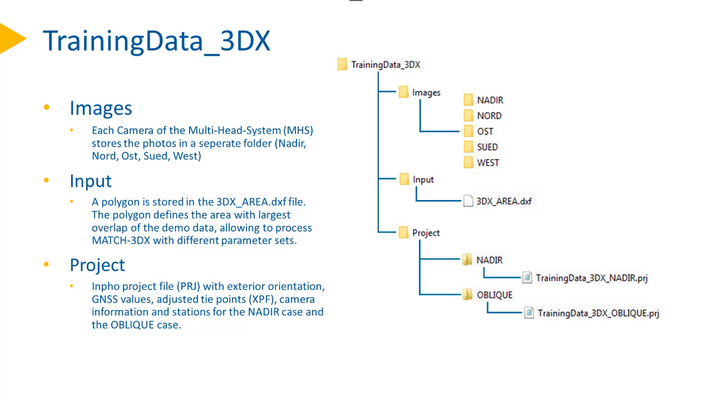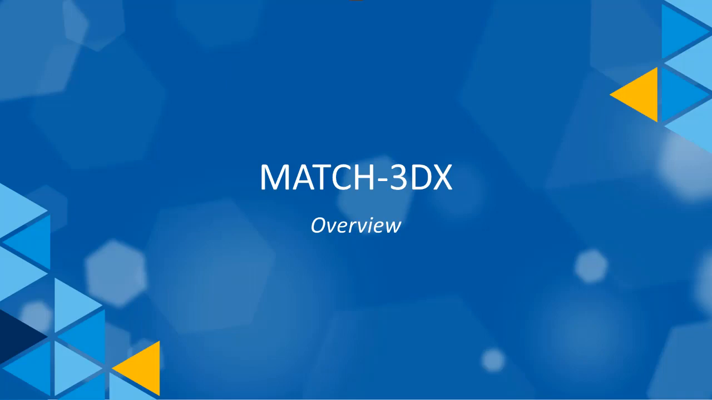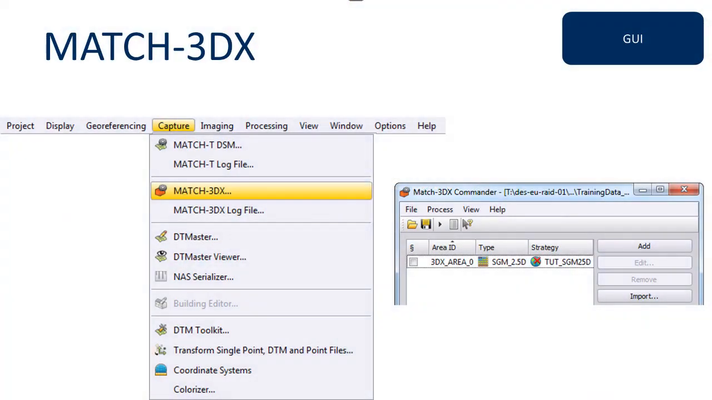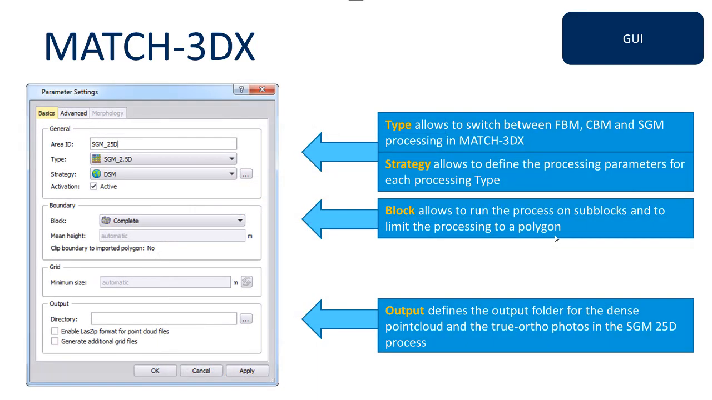In the next videos we will then go through Match3dx. You can start Match3dx from the Applications Master. You will find it in Capture Match3dx, and then after you select Match3dx, the Match3dx commander opens up. And then depending on the different workflows, we will go through the different parameter sets. We will show what type we have to select to run the feature-based matching or the cost-based matching or the semi-global matching processes. Also about the strategy, how we can define parameters for each of these processing types.